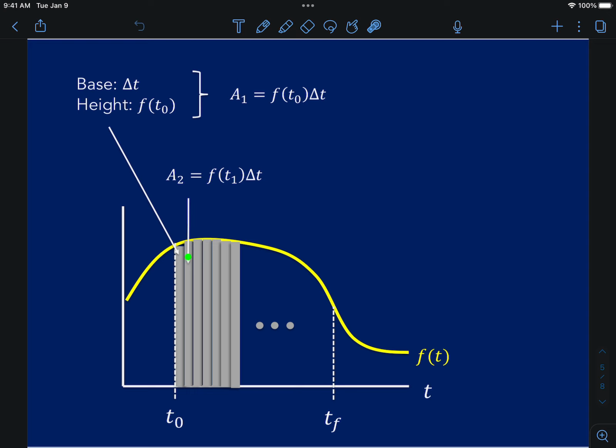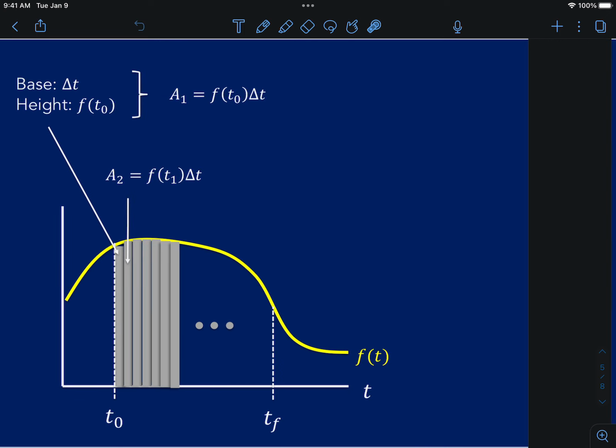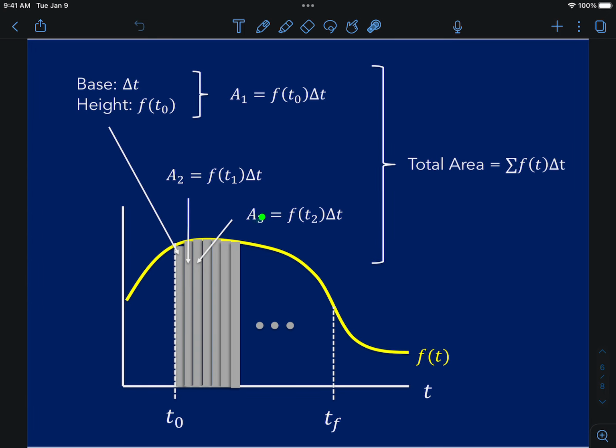So here's the second rectangle, same thing as before. The base is delta t, and the height is f of t at the edge of that rectangle, which is going to be t1. So the second area is f of t1 times delta t. And we can keep going this way, right? So for the third rectangle, the base is delta t, the height is f of t2, so the area is f of t2 times delta t. And we're going to keep going like this, and we're going to add all of these areas together.